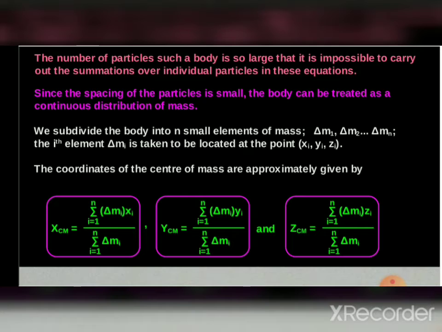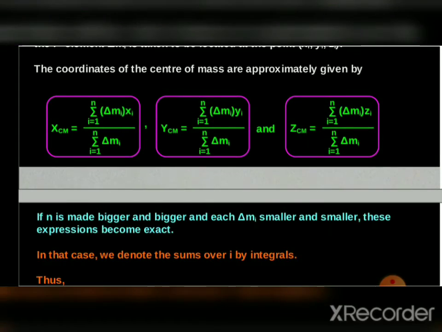Now if the number of particles of such a body is so large that it is impossible to carry out the summation over individual particles, in this case you will write it in a different form. You will take small elements delta m, m1, m2, m3 going on as per your suggestion, and you can write the equation in that form, summation of delta m xi upon summation of delta m. Then you can integrate this sum to get your final answer.